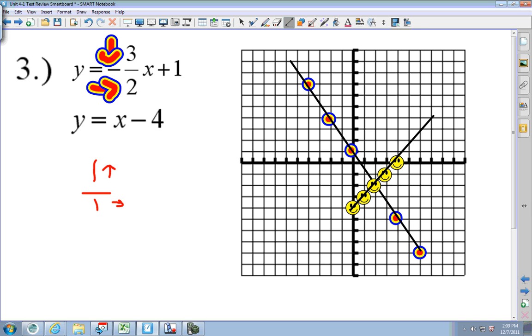Where the two lines intersect, right here, that right there is (2, -2). So my solution would be (2, -2).